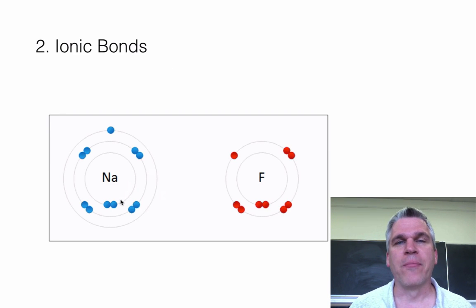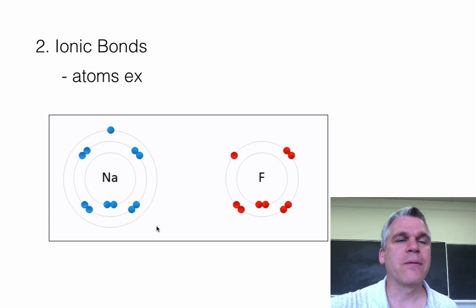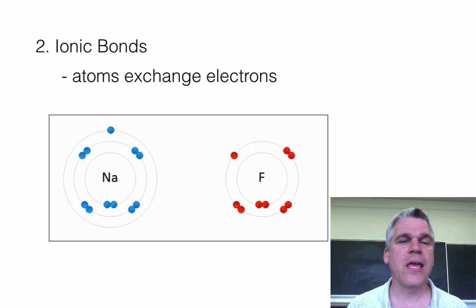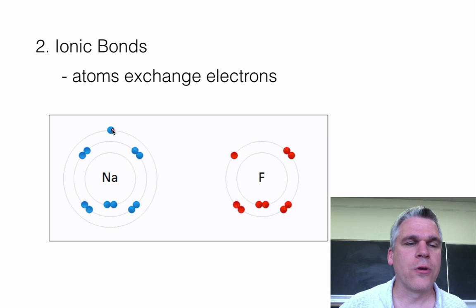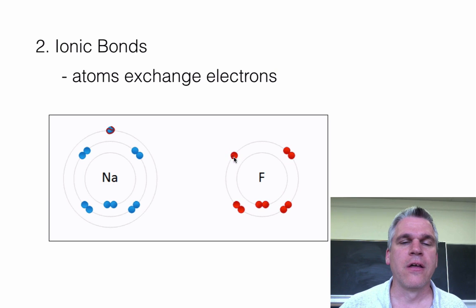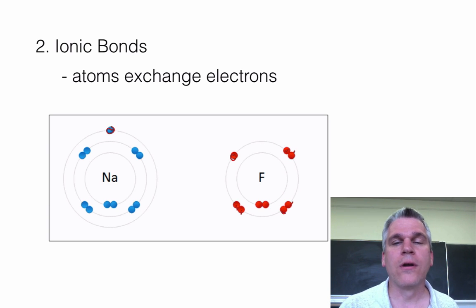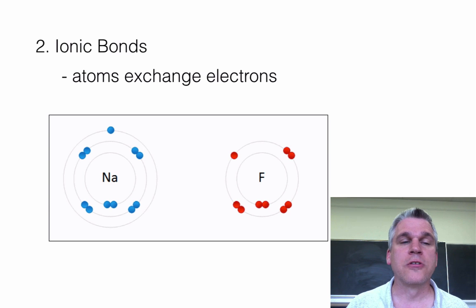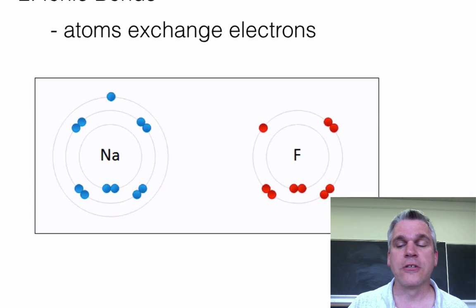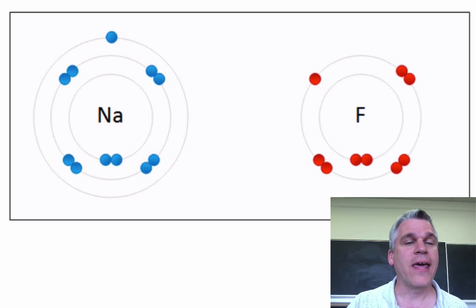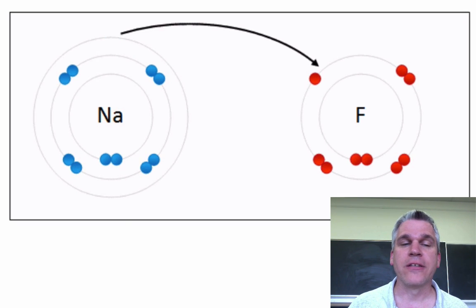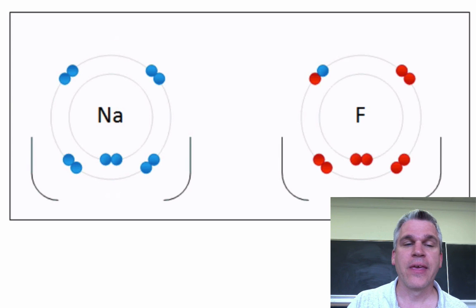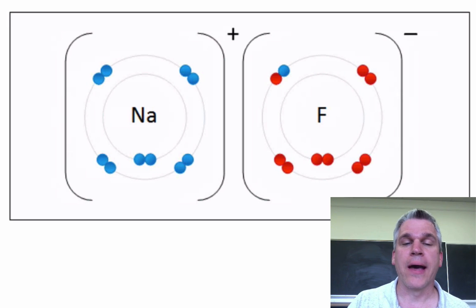The second type of bond is an ionic bond, and recall that in ionic bonds, atoms are going to exchange electrons. So for instance, here we have sodium, and if you look closely, sodium only has 1 electron on the outer shell. Fluorine has 1, 2, 3, 4, 5, 6, 7. So fluorine needs 1 more electron to have a complete outer shell. Sodium is looking to get rid of that 1 electron, while fluorine is looking to gain an electron. And so when that happens, that 1 electron is going to head on over to fluorine, and they are now bonded together.